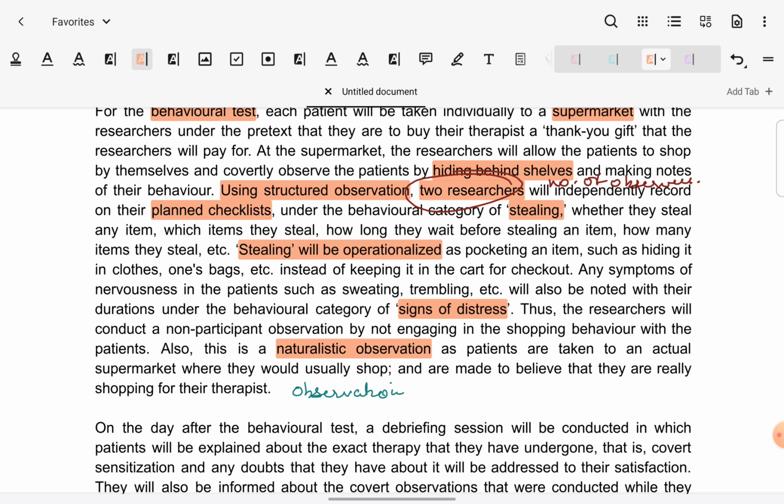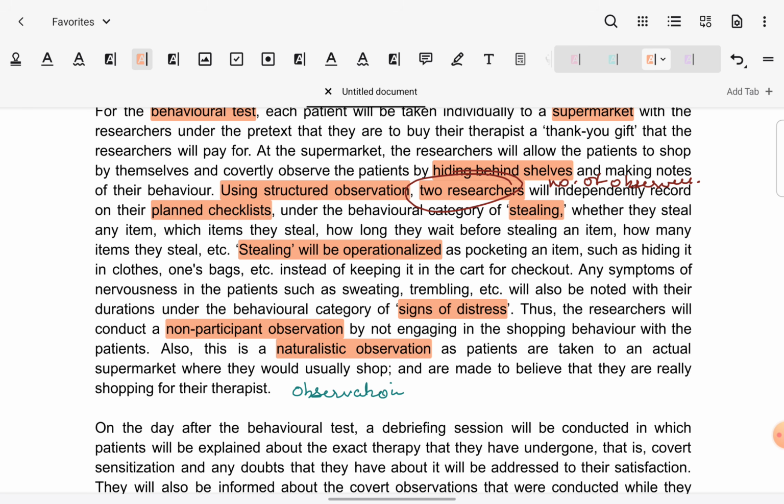Also, I have mentioned that it's non-participant because the researchers are not shopping with the participants, or pretending to be salesmen or anything in the supermarket. They are in their actual form as researchers, just staying far away from the participants and observing what they're doing. So it falls under the non-participant category. Some things you will feel are implied or understood. Like, of course, the researcher is not interacting with the participants when they are shopping. So it is obvious that it is non-participant.